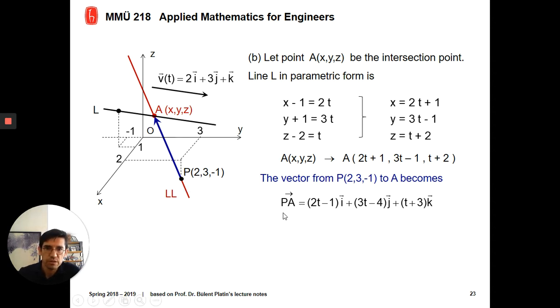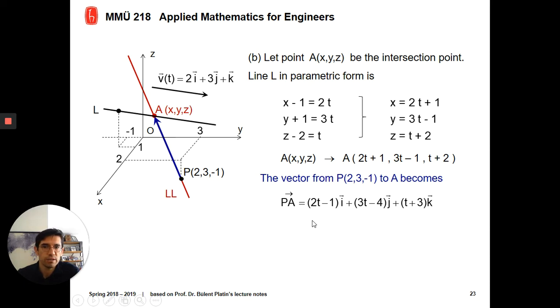So it is 2t plus 1 minus 2, it becomes 2t minus 1. The next term, 3t minus 1 minus 3 will become minus 4 here. Then t plus 2 minus 1, t plus 3. So this new vector that is on my new line, which is supposed to be perpendicular, is this PA vector.